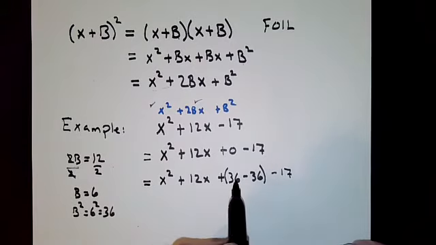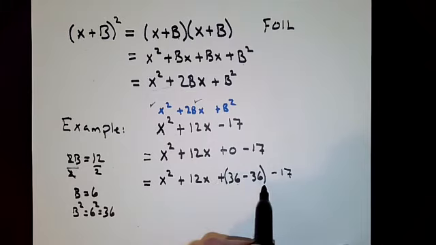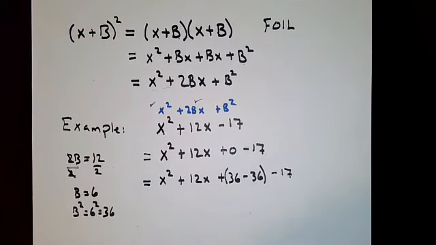Since 36 minus 36 is 0, this is still just saying plus 0. We haven't changed the value. We've changed the way things look, but we have not changed their value.